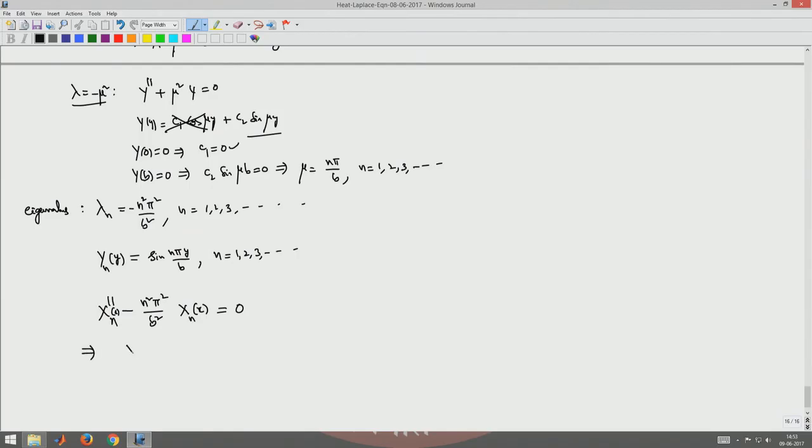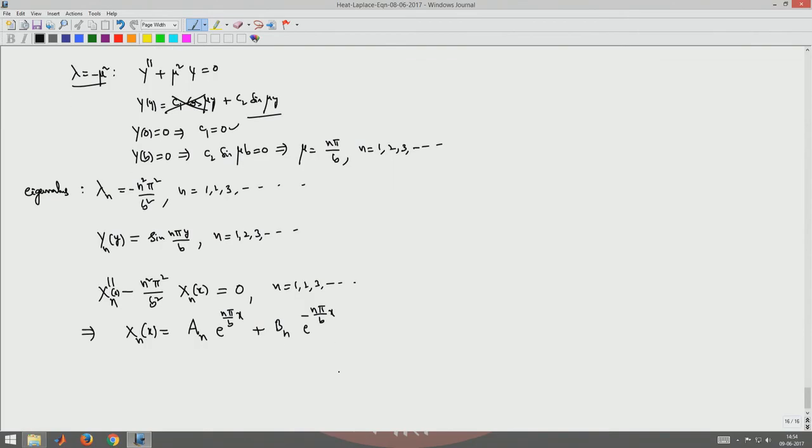Now, what is the general solution of this? Xn of x is, so you can call this a n. So 2 arbitrary constants involved for each n, n is from 1 onwards. For each n you have a differential equation like this, whose solution has arbitrary constants for each n, a n, b n's are arbitrary constants, a n e power n pi by b x plus b n e power minus n pi by b x. This is true for every n from 1 onwards.